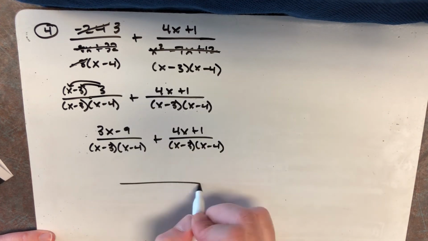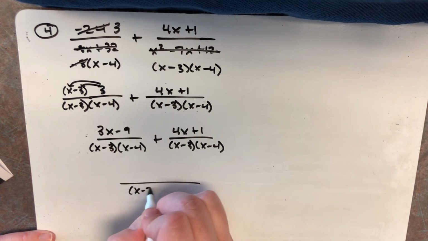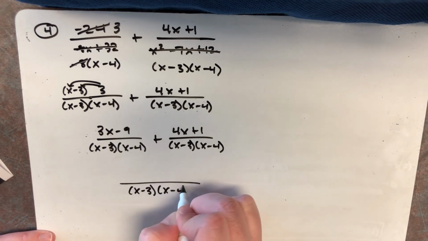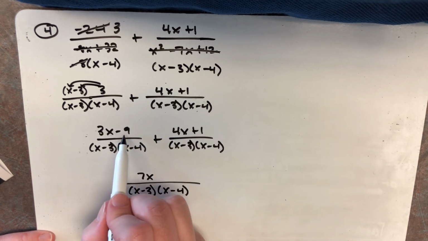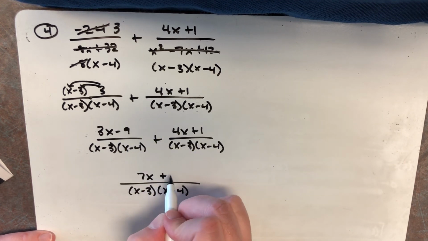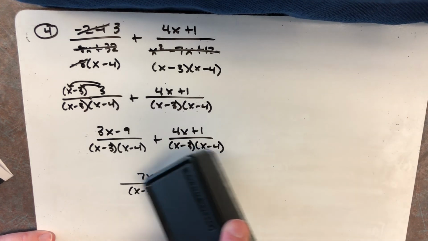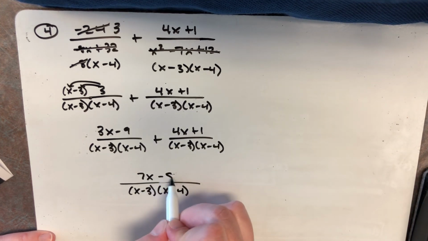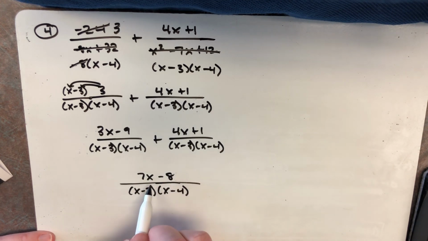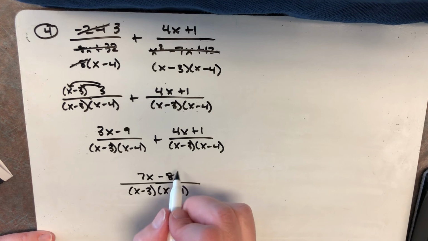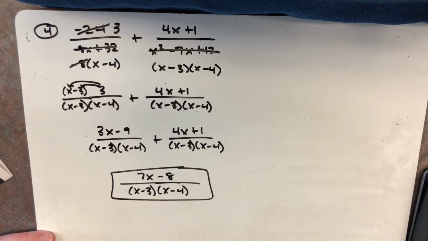Because I'm adding, my denominators are the same. I can just write it down. All right, if I have 3x and I add 4x, I get 7x. I have negative 9 plus 1, which would give me, whoops, not positive 8, which would give me negative 8. I can't factor that because it's not a trinomial, so this is my final answer.